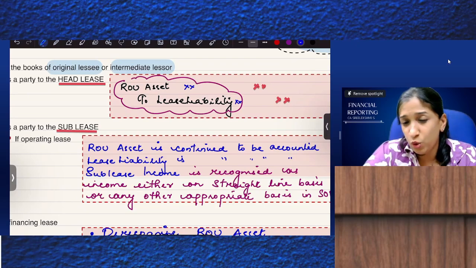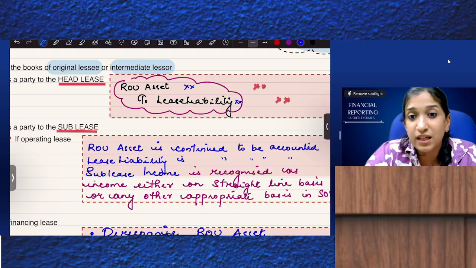I'm a lessee. I don't know about sublease. I've taken the asset on lease. What will be the journal entry? ROU asset to lease liability.